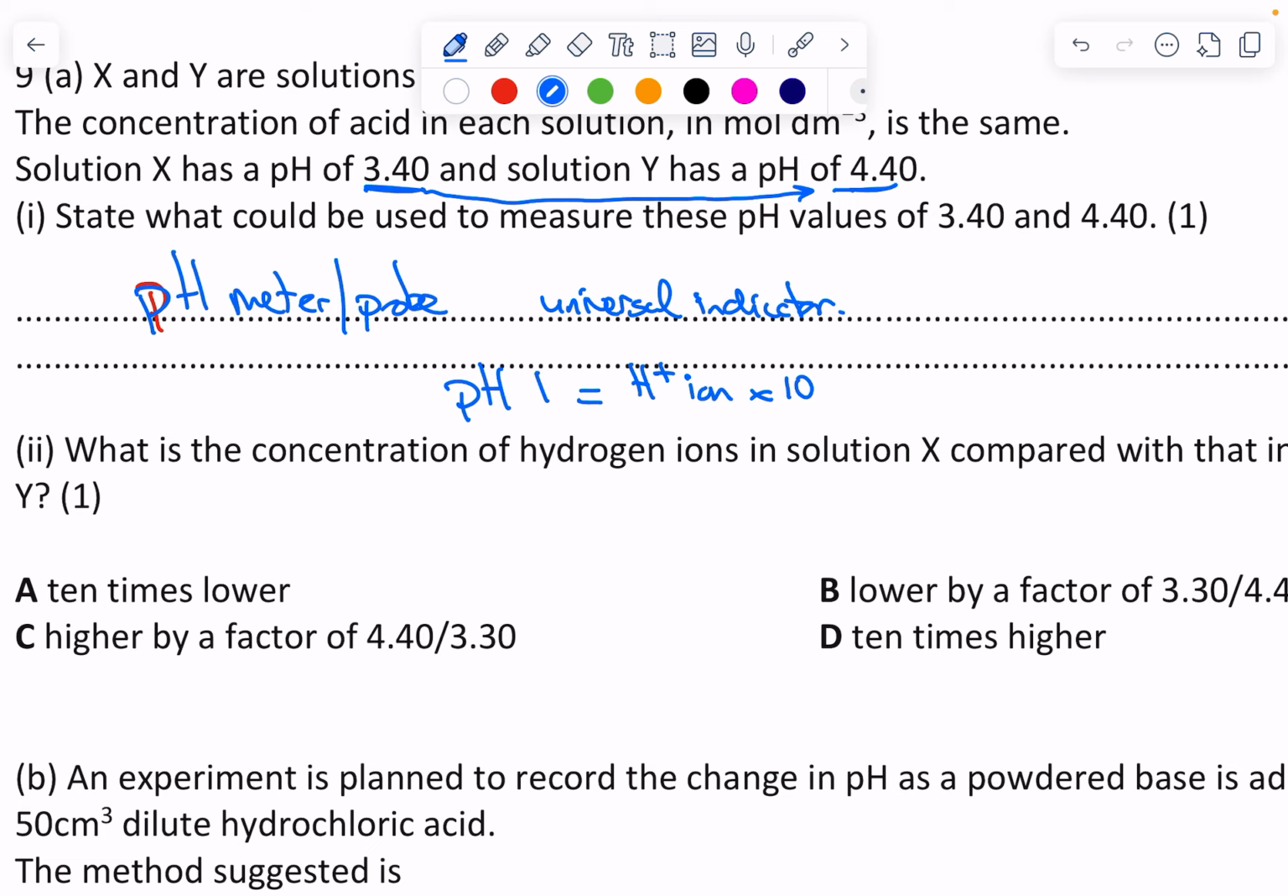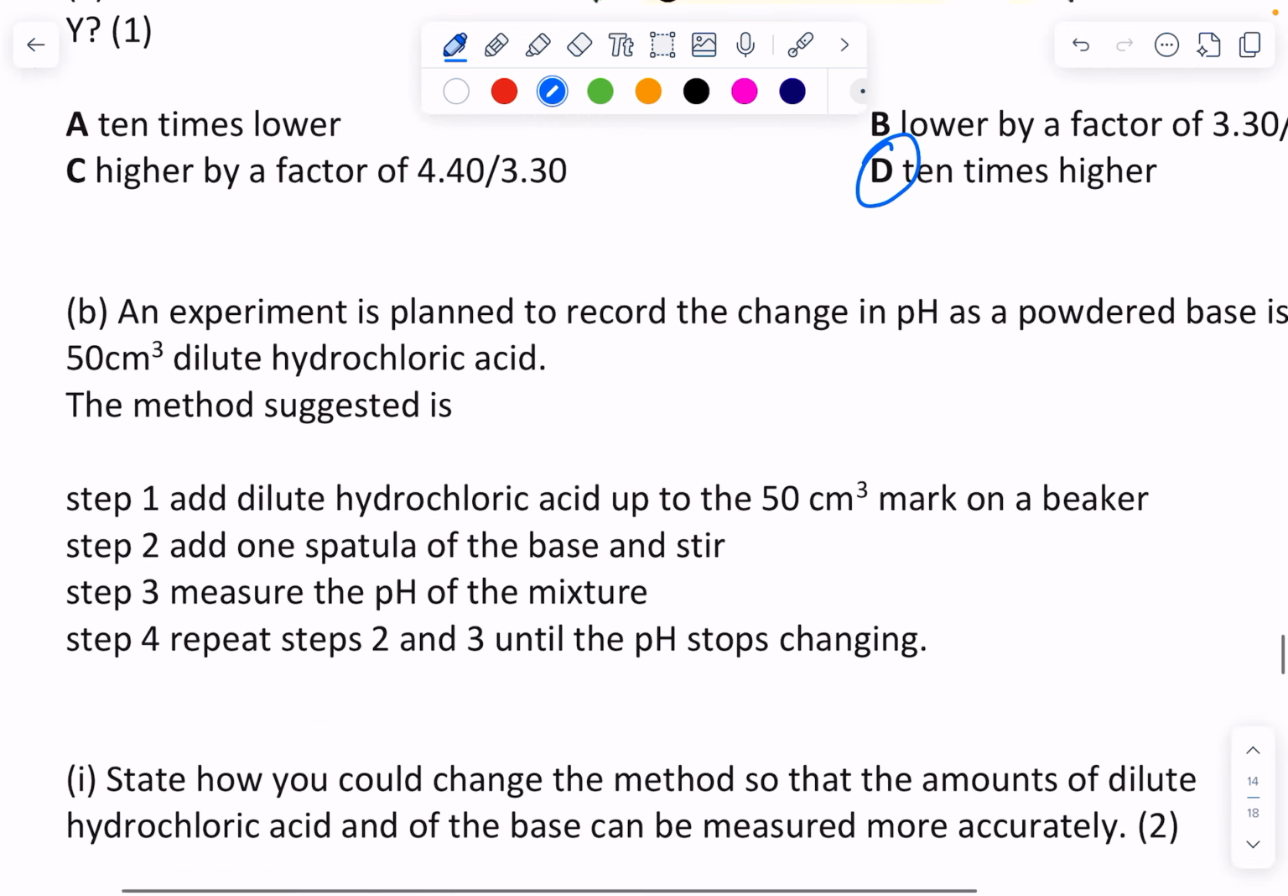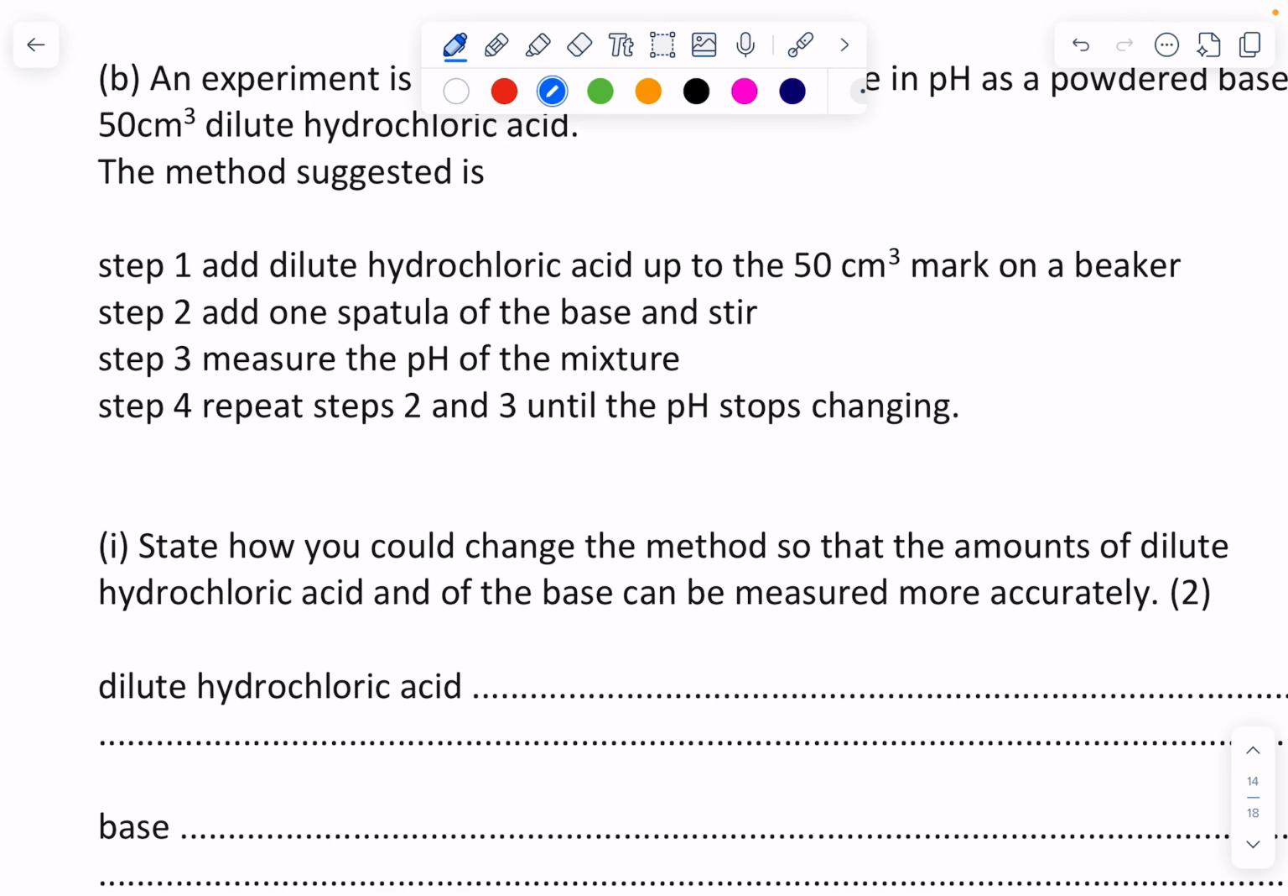So if I go from Y to X, we're going to compare X against Y, so it's going to be 10, it's going to be increasing pH, it's going to be 10 times higher, which is that. And knowing that fact, that core knowledge, helps you to get the answer in that particular question.